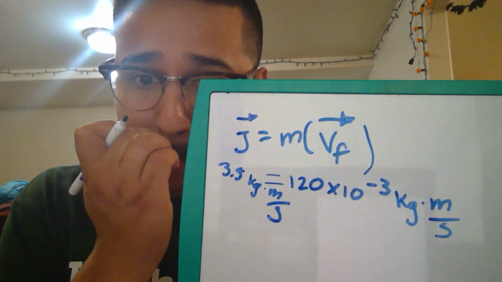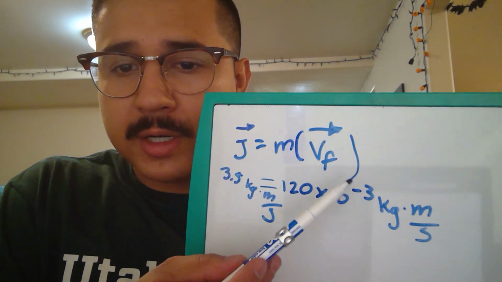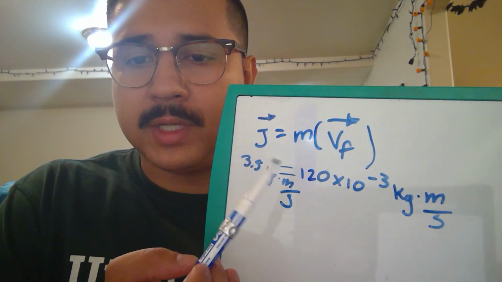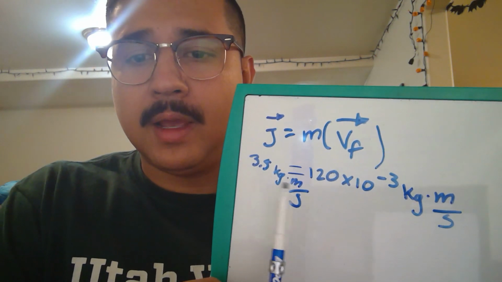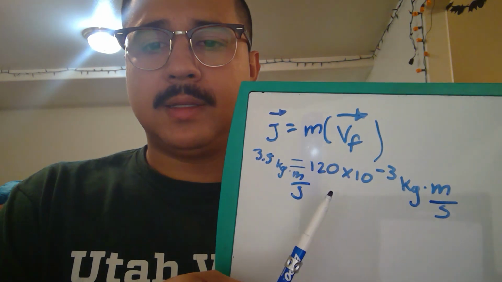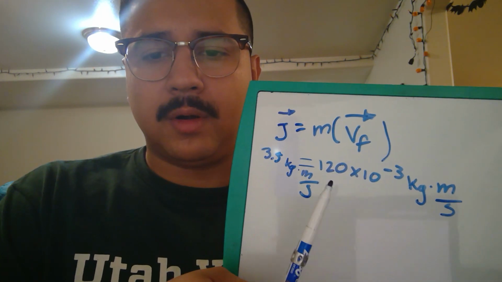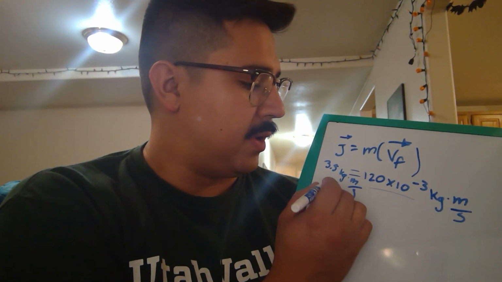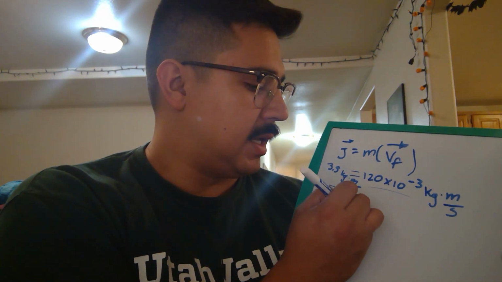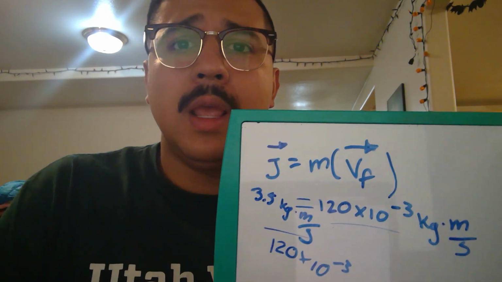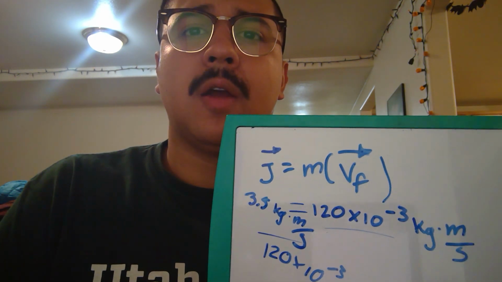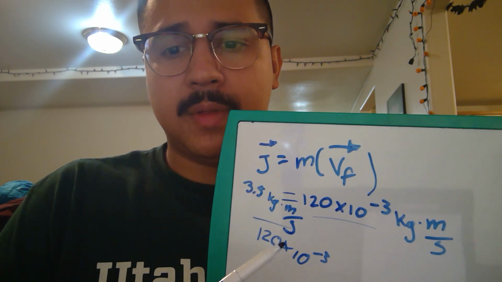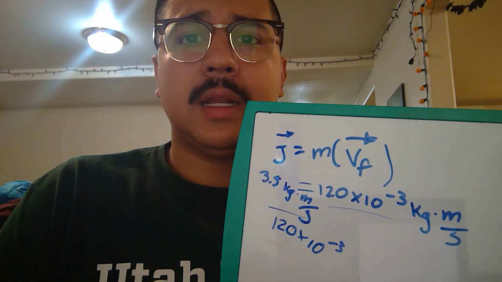Sorry, that's starting to get a little messy. But because our initial velocity was 0, we got rid of that. So now it's just V final times mass equal to the impulse. The impulse was given to us, and it's right here, and we have our mass. So we're going to divide this out and put it over here, 120 times 10 to the negative 3. And when we do that, we get meters per second because the kilograms from the impulse and from the mass cancel out.